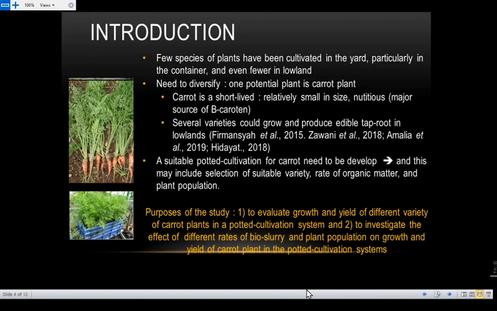The purposes of this study are to evaluate growth and yield of different varieties of carrot plants in a potted cultivation system, and to investigate the effect of different rates of bioslurry and plant population on growth and yield of carrot plant in the potted cultivation system.